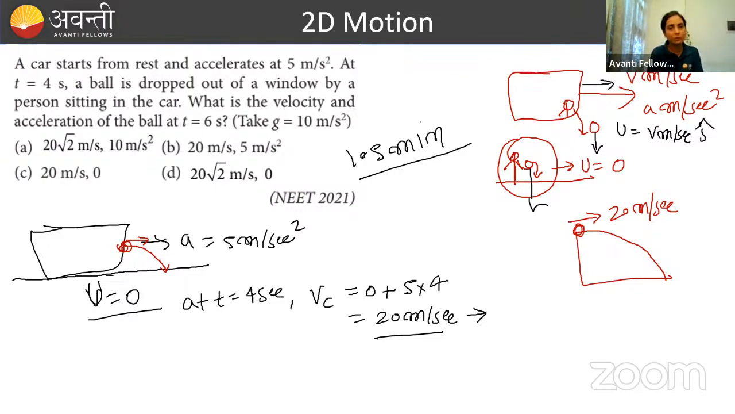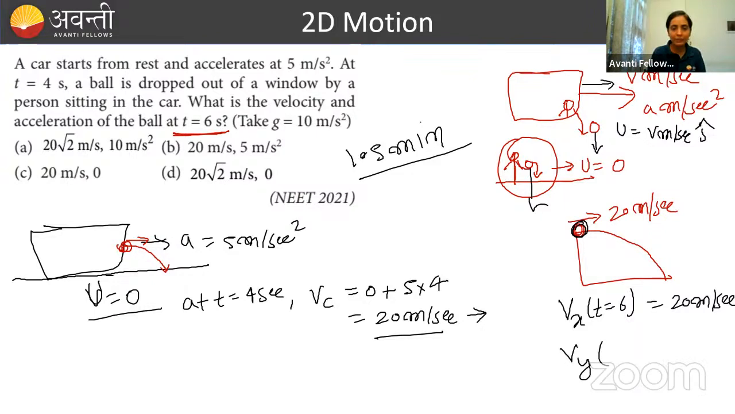Now this is the question of horizontal projectile. Done. So what is the velocity and acceleration of ball at t equal to 6 seconds? So this ball will have a velocity in two directions. So velocity in x direction at t equal to 6 seconds will remain as 20 meter per second, because in x direction there is no acceleration, right?